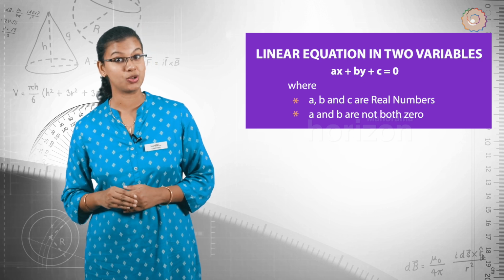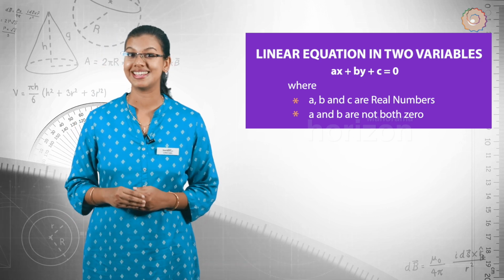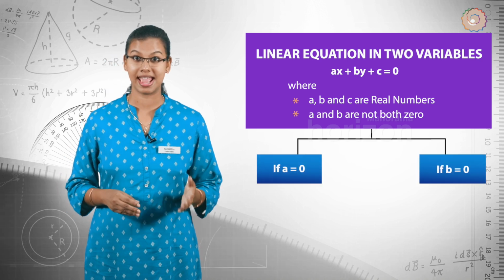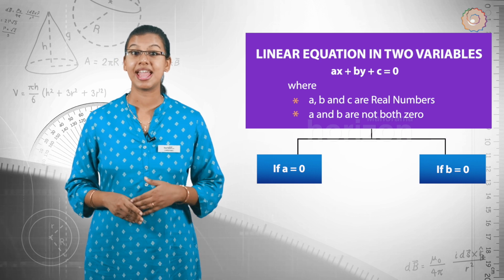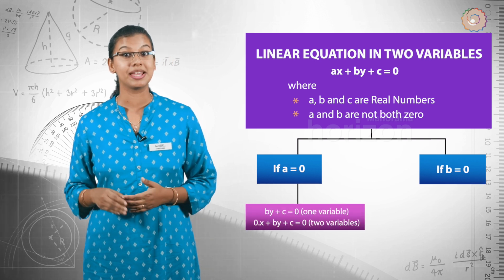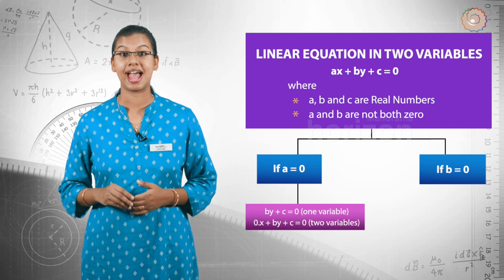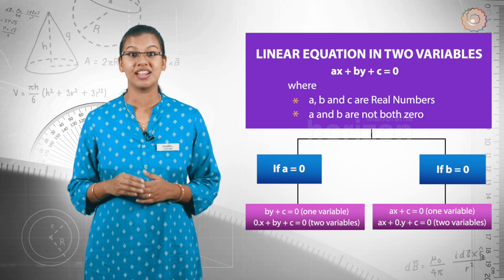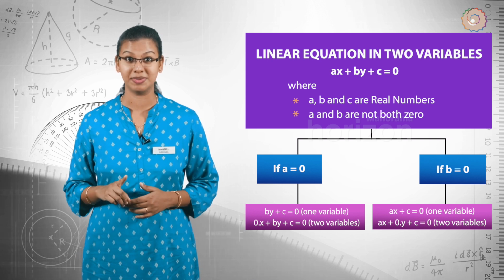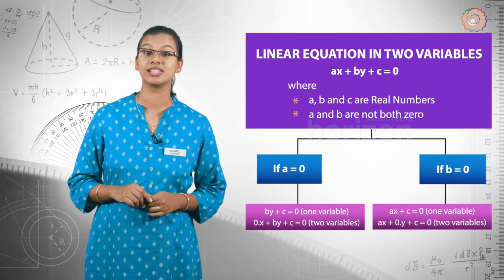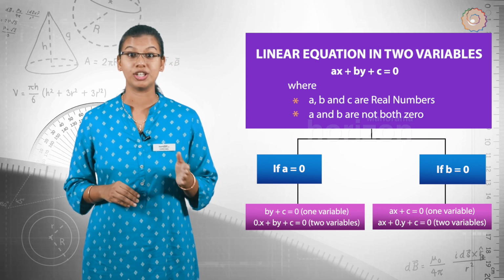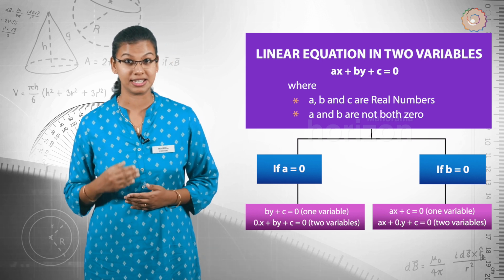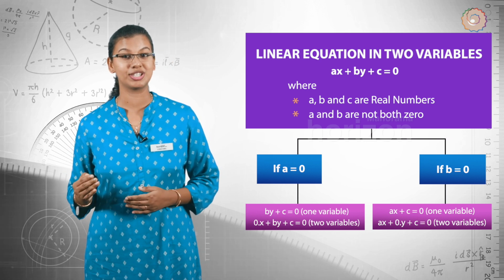So, we can conclude that a linear equation in two variables can be written in the form ax plus by plus c equal to 0, where a, b and c are real numbers, and a and b are not both 0. That is, either a or b can be 0. If a equals 0, then it will be of the form by plus c equal to 0, and if b equals 0, it will be of the form ax plus c equal to 0, which are both linear equations in one variable but can be expressed as linear equations in two variables as 0 into x plus by plus c equal to 0 and ax plus 0 into y plus c equal to 0 respectively.